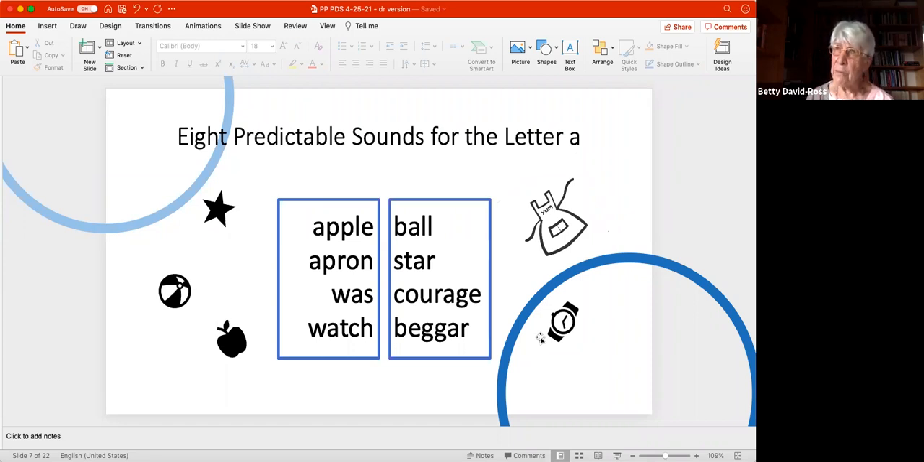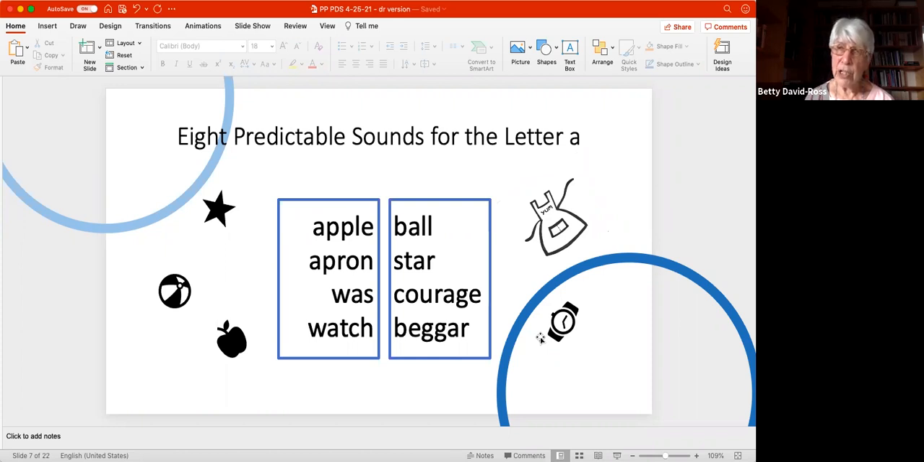What's the A sound in ball? And that A is determined by the L. The L tells you, but it doesn't happen in all cases. If you say the name Al, it doesn't happen that way. But in most cases, that's going to make an aw sound. So you might call it an L-controlled A. Then we have the word star. That A never occurs unless there's an R after it. It's called an R-controlled vowel.